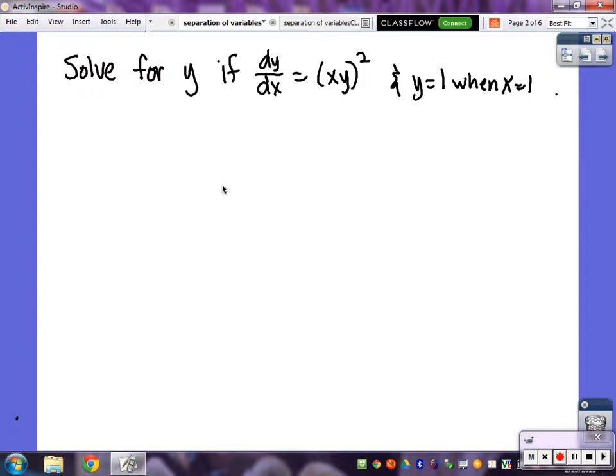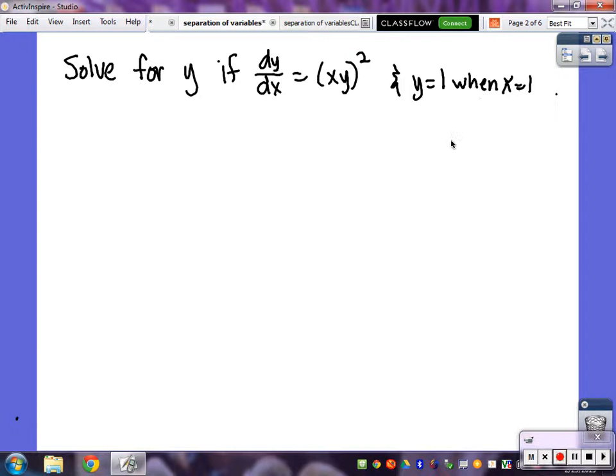It says solve for y if dy over dx equals (x times y) all squared when y equals 1 and x equals 1. Remember, when we integrate without upper and lower limits of integration, we get a general solution. This y equals 1 when x equals 1 information is your initial condition, which allows you to solve for c once you integrate. So our first step would be to separate our variables.